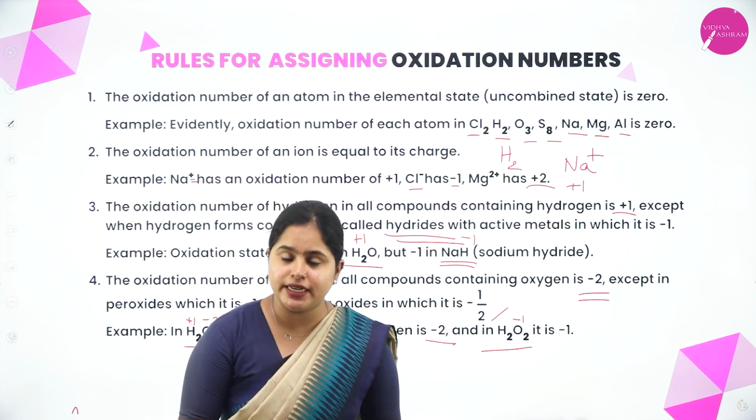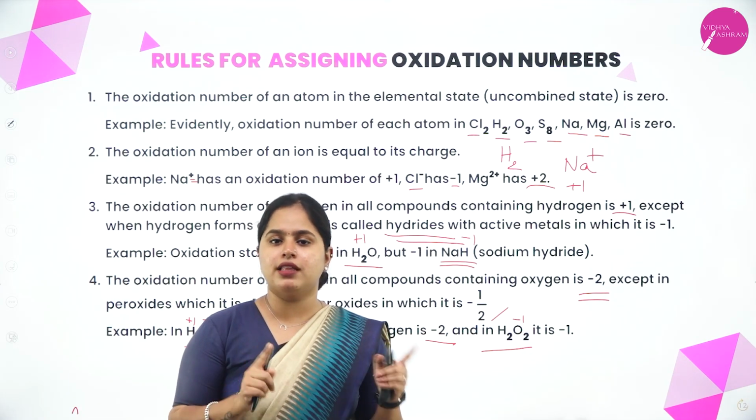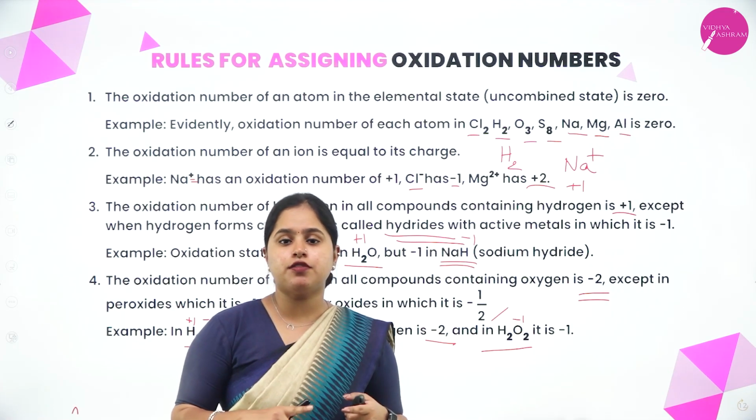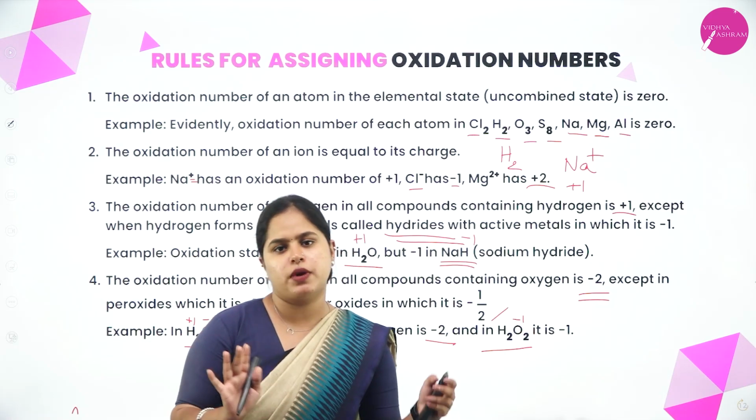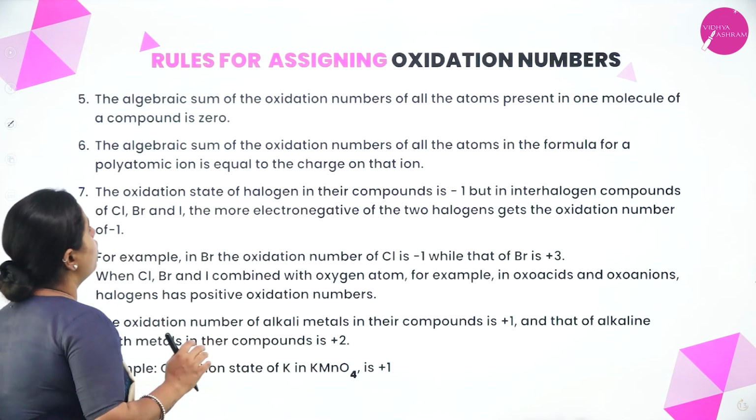Hydrogen, when it is forming hydrides, it is -1. In all other cases, it is +1. Oxygen, if it is forming peroxides, it is -1. In all other cases, it is -2. So, I hope it is clear. Now, moving on to the next rule.